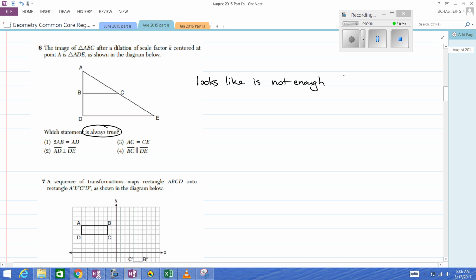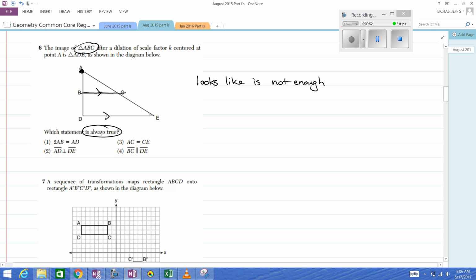What we do know, when we dilate a line or a segment, let's say we dilate any segment centered at point A, we know that it's going to produce the same line or a parallel line right there.